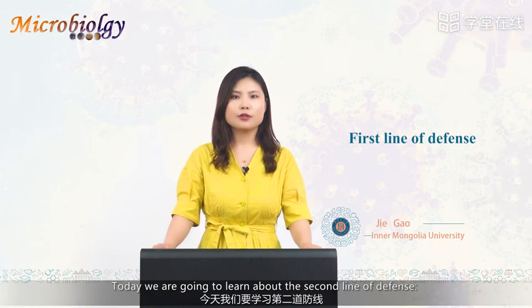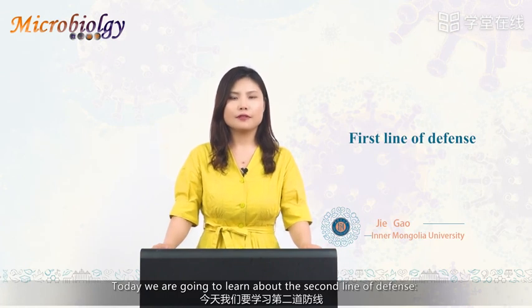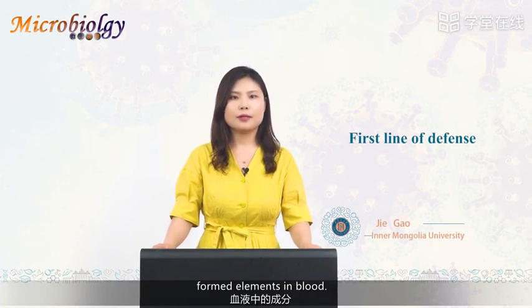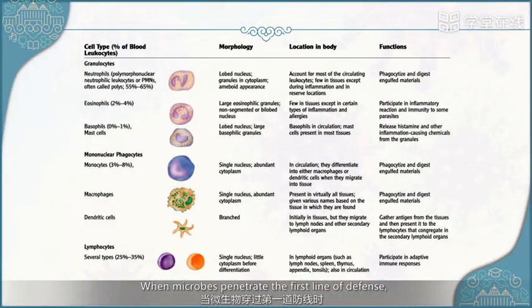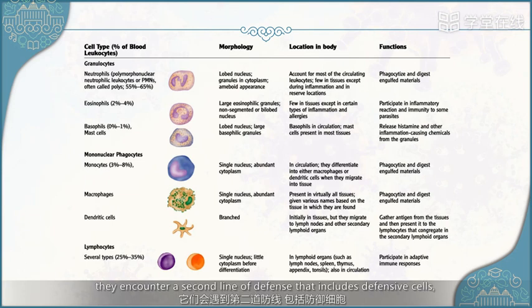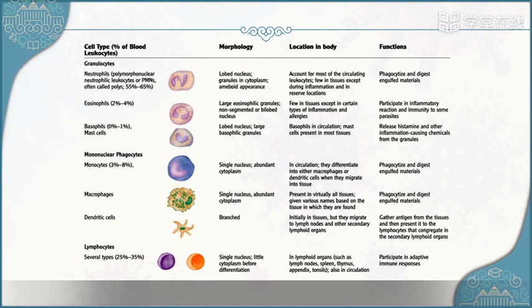Class, today we're going to learn about the second line of defense, and formed elements in blood. When microbes penetrate the first line of defense, they encounter a second line of defense that includes defensive cells, such as phagocytic cells, inflammation, fever, and antimicrobial substances.